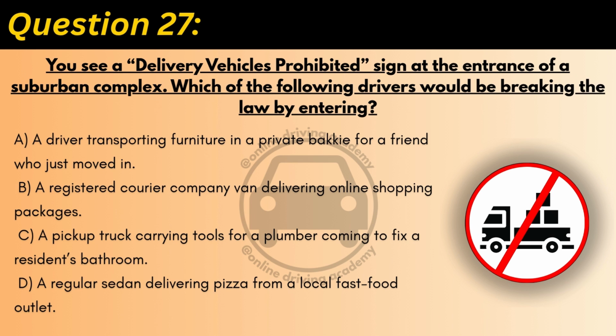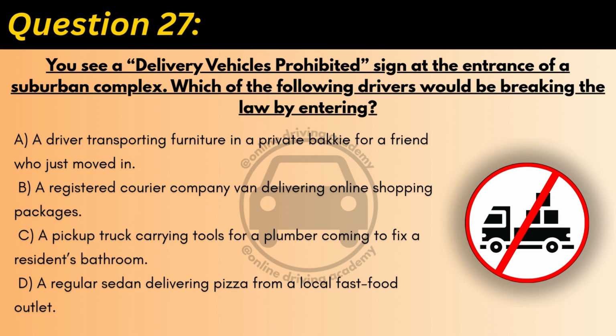Question 27. You see a delivery vehicle prohibited sign at the entrance of a suburban complex. Which of the following vehicles would be breaking the law by entering? Is it option A, a driver transporting furniture in a private bakkie for a friend who just moved in? Is it option B, a registered courier company van delivering online shopping packages? Is it option C, a pickup truck carrying tools for a plumber coming to fix a resident's bathroom? Or is it option D, a regular sedan delivering pizza from a local fast food outlet?